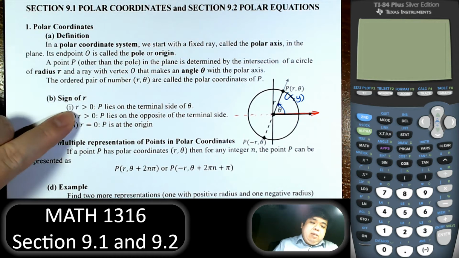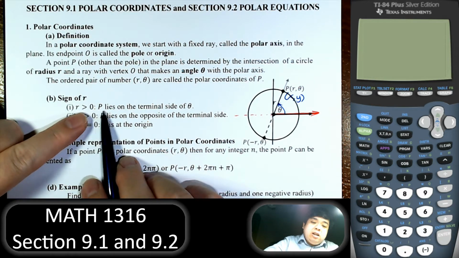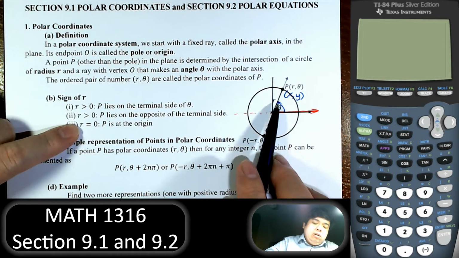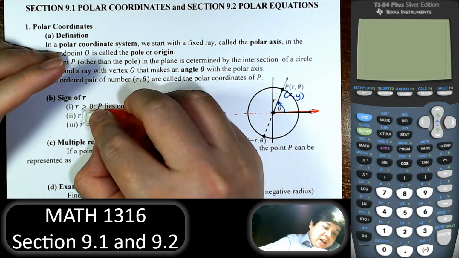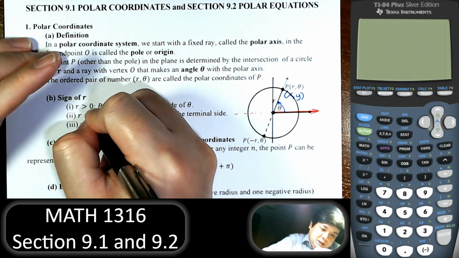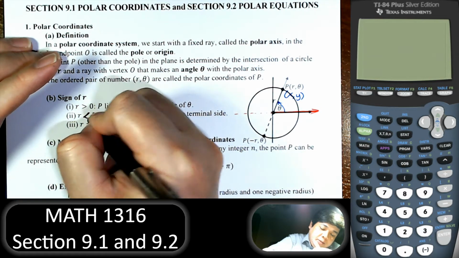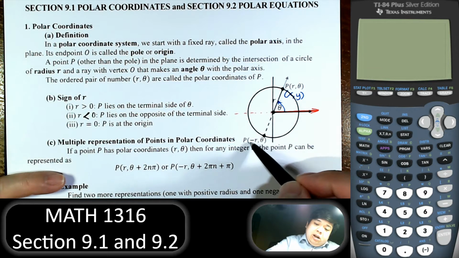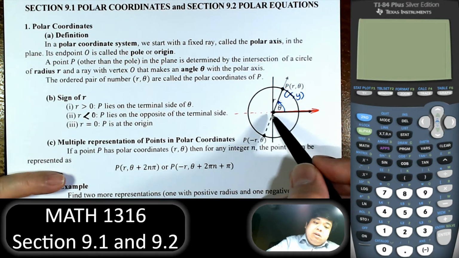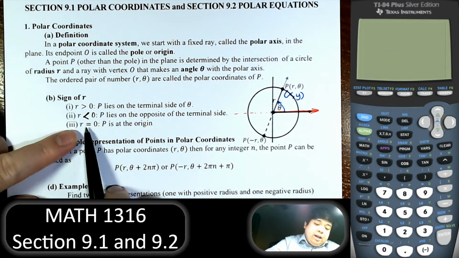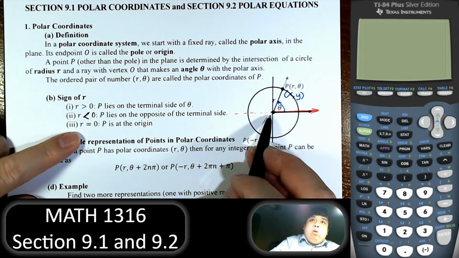Now, if r is positive, the way we define that, the point will be on the same terminal ray. If r is negative, it will be on the opposite direction. And when r equals 0, we are at the pole.